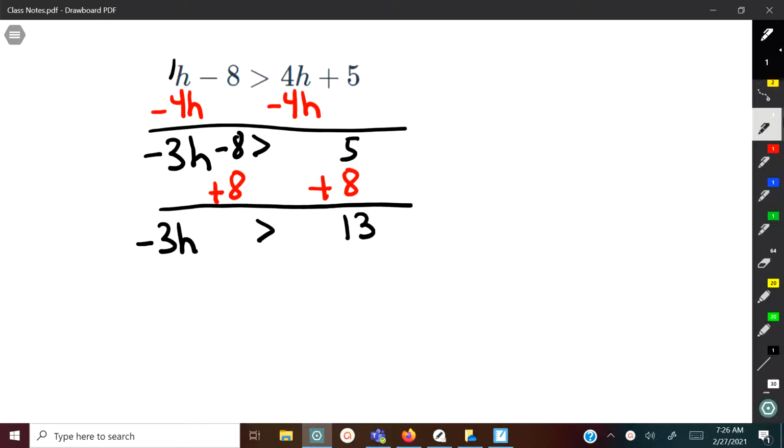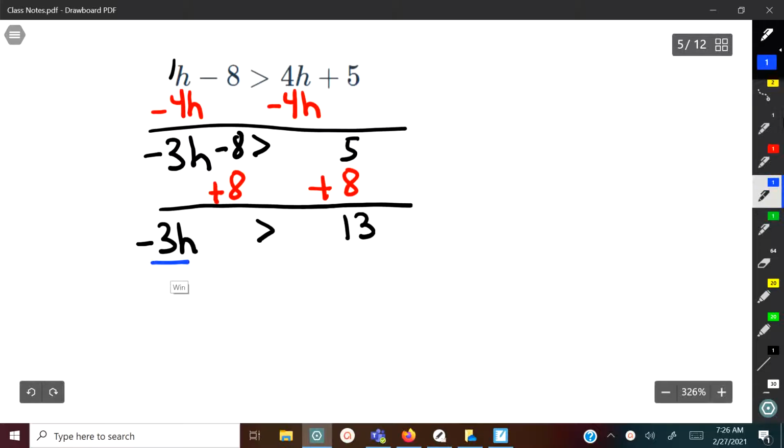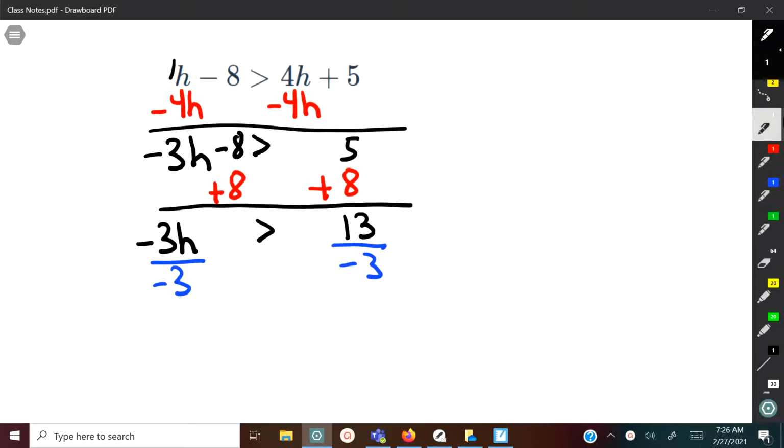So I almost have the h by itself. Now I've got this negative 3 times h, and I'm going to do the opposite and divide by that negative 3. But I'm dividing by a negative, so I'm going to have to swap the inequality sign around. Negative divided by a negative is positive. 3 divided by 3 is 1. Bring down this h. Swap the inequality sign around. It's less than. And then I've got 13 divided by negative 3.